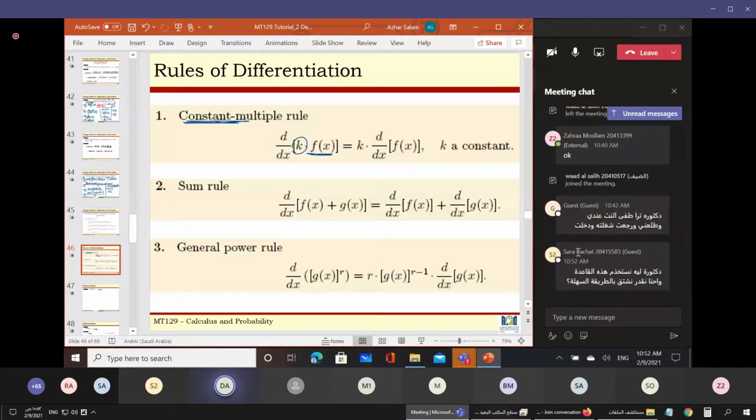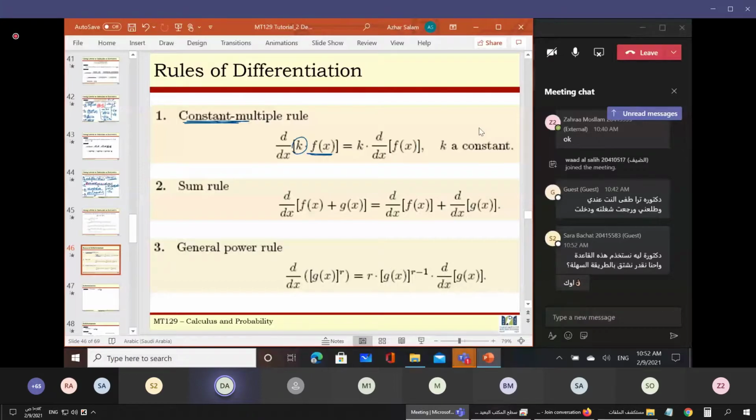Okay. You have to use it only when it's mentioned in the question. Only when it's required in the question to use the definition, you use the definition. But if the question just says find the derivative or differentiate, use any rule you know.